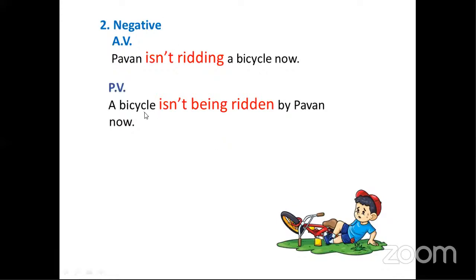So our sentence is a bicycle isn't being, and you can't forget this as well, the past participle form, ridden. A bicycle isn't being ridden. There's a doer. Pavan is doing. Now you can see he has fallen down, right? So he's not riding the bicycle. Then by Pavan now. So our negative sentence is a bicycle isn't being ridden by Pavan now. Right, shall we move on to the next one?